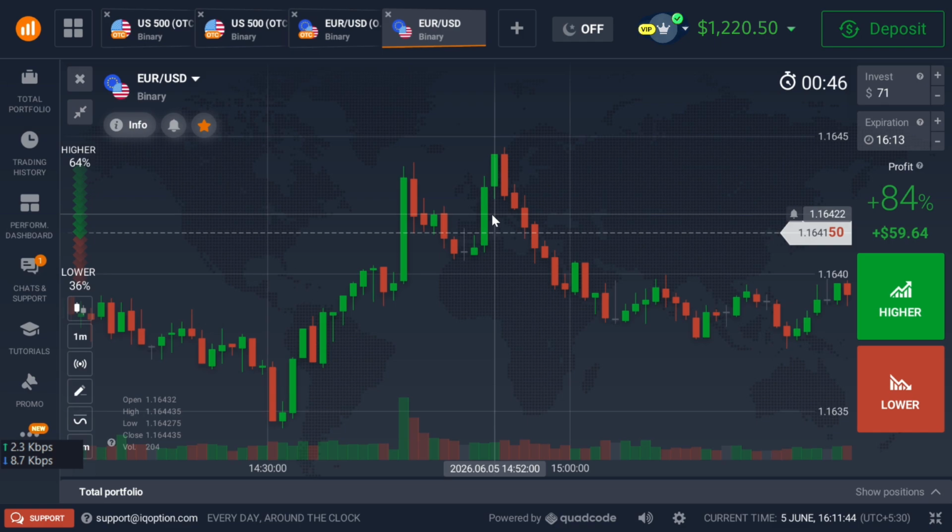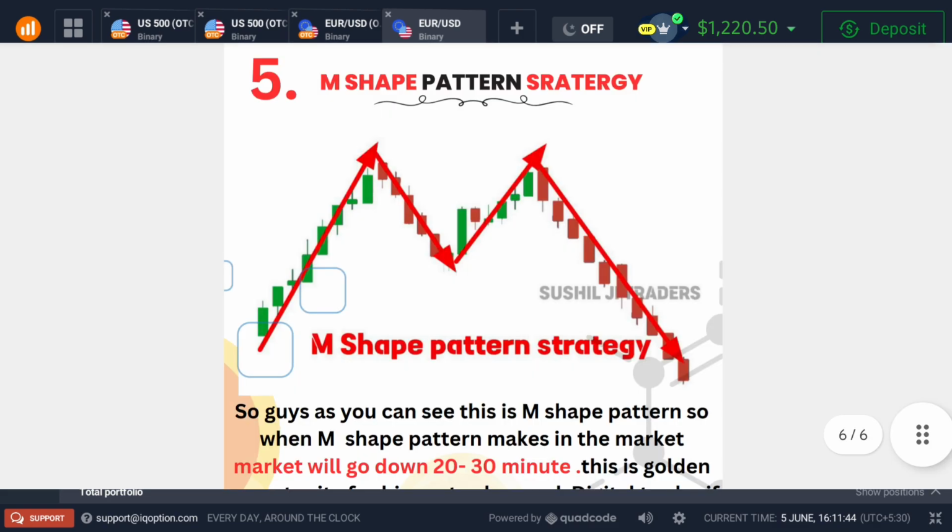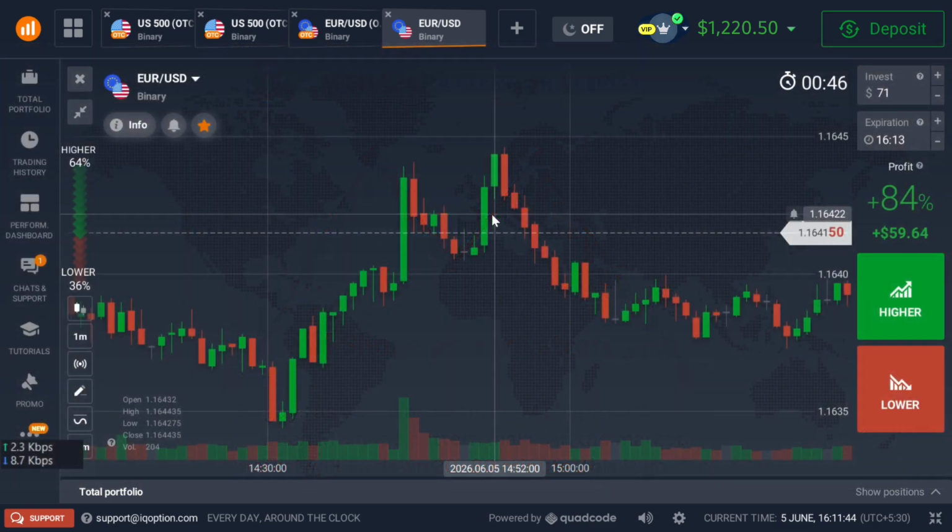Guys, as you can see on my computer screen, this is an M-shaped market, so we call it the M-shaped chart pattern strategy. In classic analysis, traders also call this the double top pattern. Now, how is it made in the market and how does it work in the market?